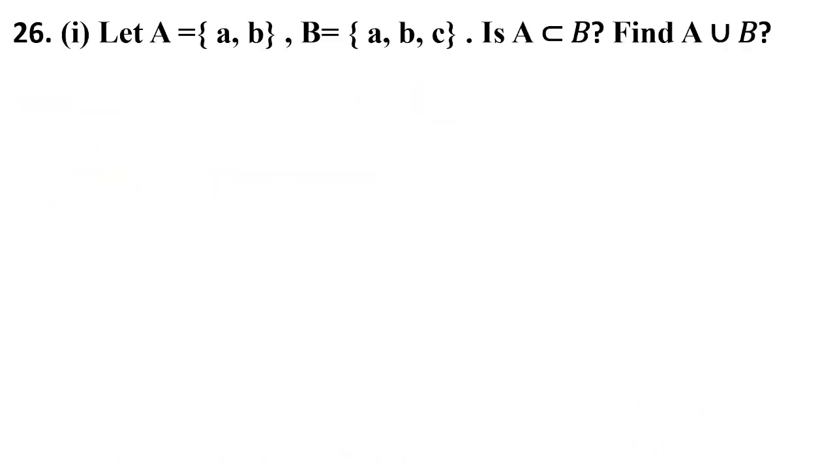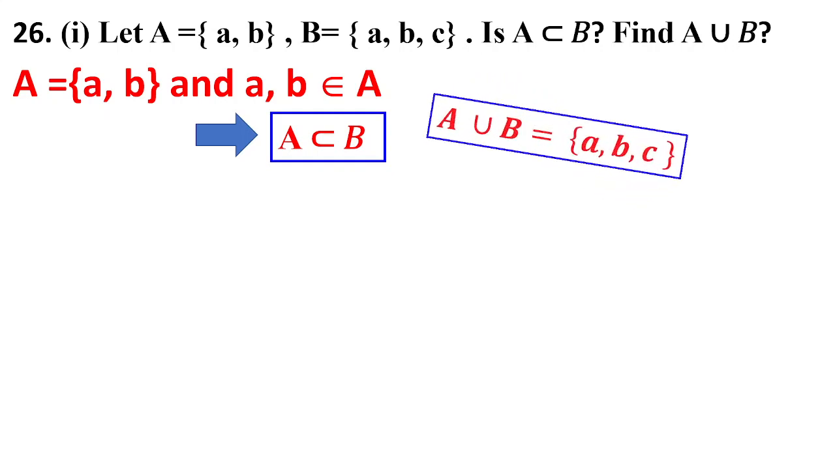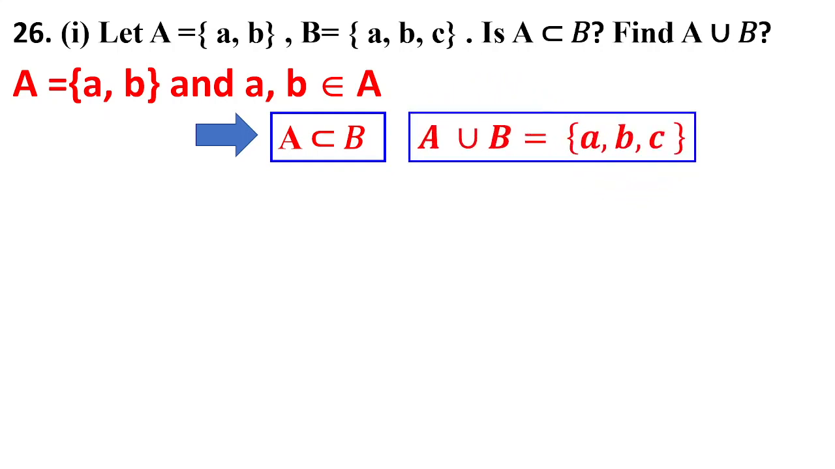Question number 26. Let A is equal to {a, b}, B is equal to {a, b, c}. Is A a subset of B? Find A union B. Yes, definitely. Because A is equal to {a, b} and a, b also are in B. Therefore, A is a subset of B. Very simple. And A union B is nothing but a, b, c. You are getting the elements which are in A and also in B.